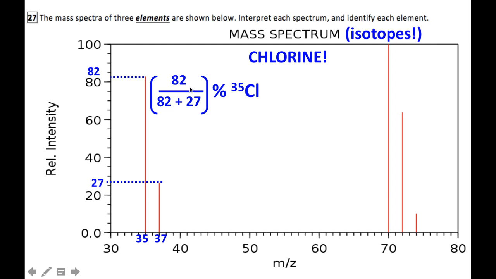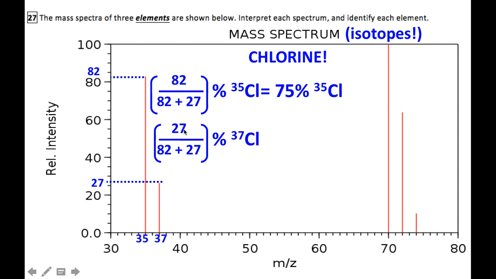Well, I take that ratio of 82 divided by the total. That gives me the percentage of chlorine 35. That turns into 75%. And then the remainder, the other one, 27 divided by the total, gives me the percentage of chlorine 37, and that's how you get 25% of chlorine 37. So 3/4 of chlorine atoms exist as chlorine 35 isotopes, and 25% of chlorine atoms exist as chlorine 37 isotopes.